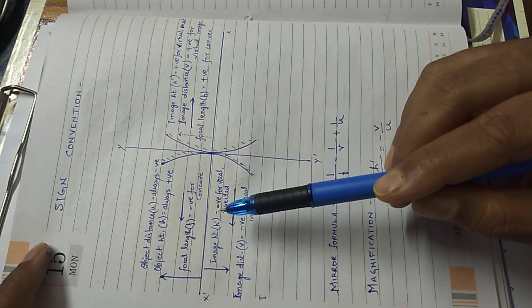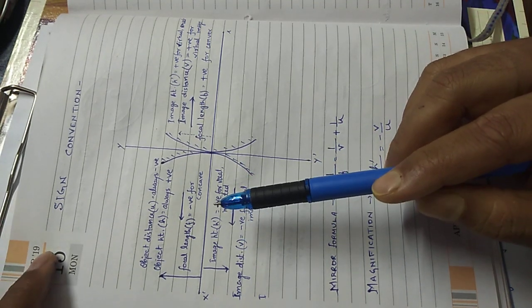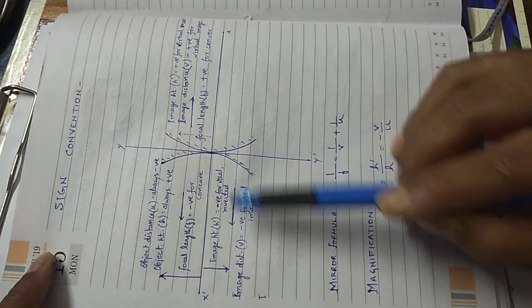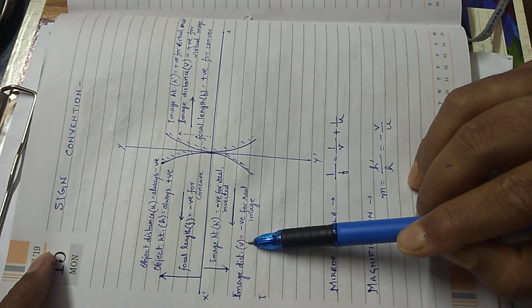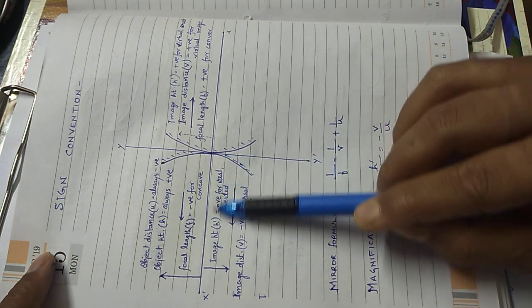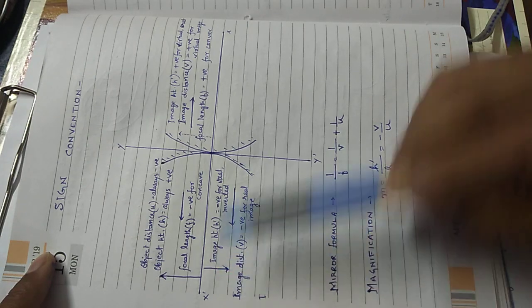Now if you refer to the ray diagrams, you will find that real images are always formed on the left hand side. So the image distance, which is indicated by letter V, will be negative for real image, because real images are always formed on the left hand side of the mirror.